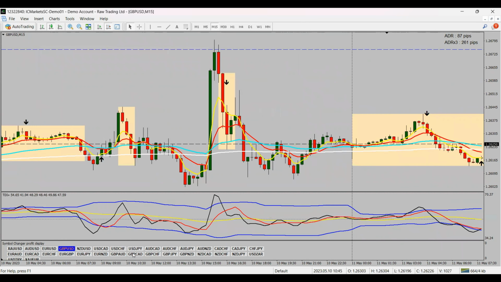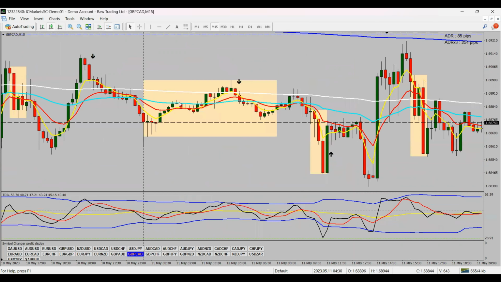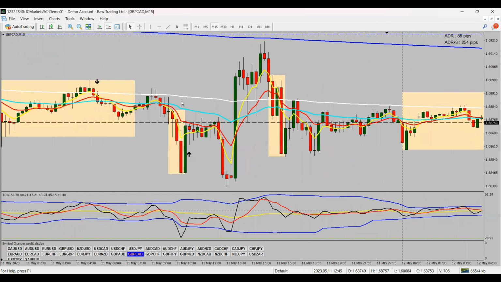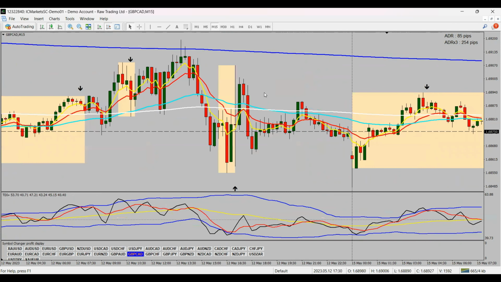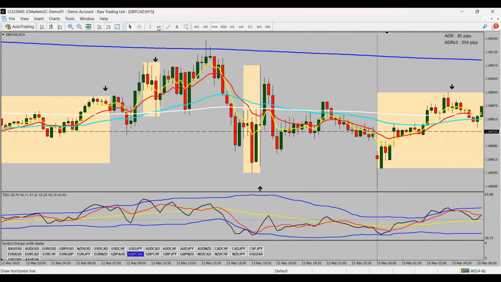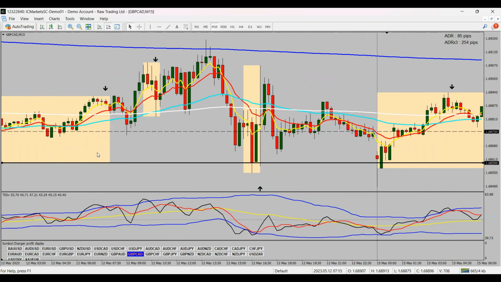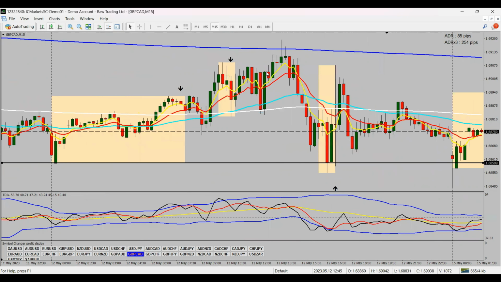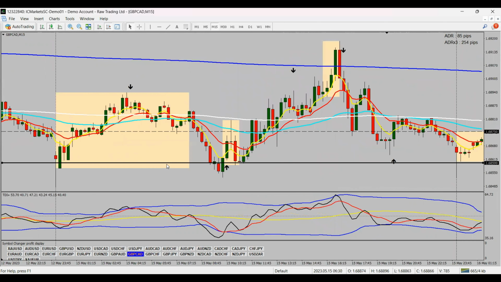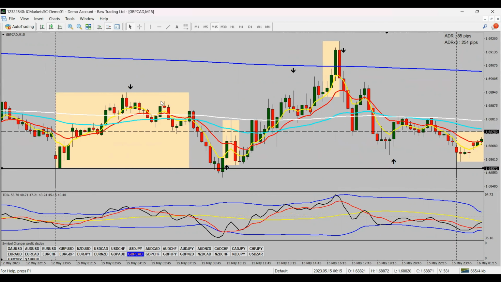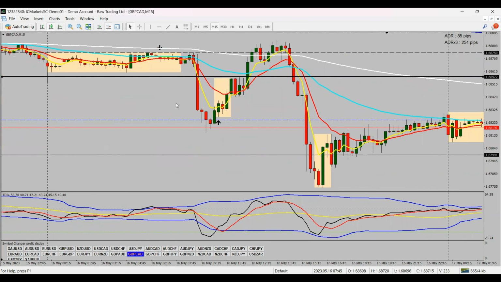Let's see if we can find some pairs that seem to be respecting our Asian ranges. Okay, so look, on this particular day, what did we have? We have our Asian low right here, and we can see price came and tapped the Asian low and took off. Let's look at this day again. Price came down, tapped the Asian low, and then took off.